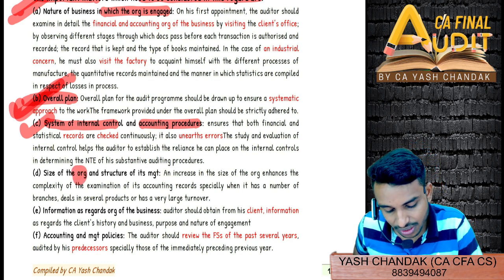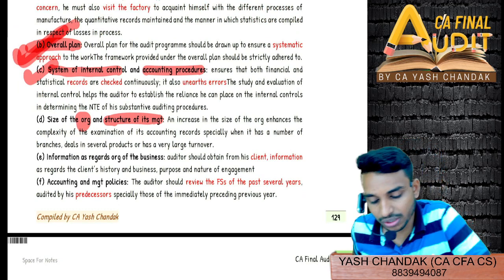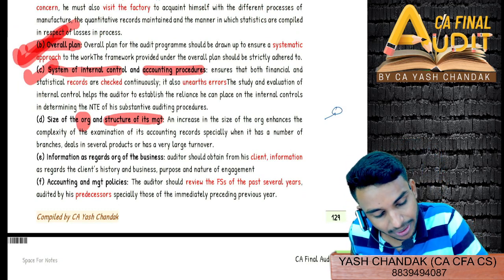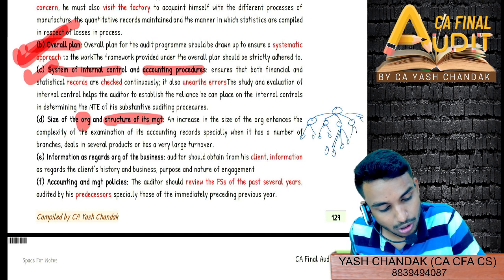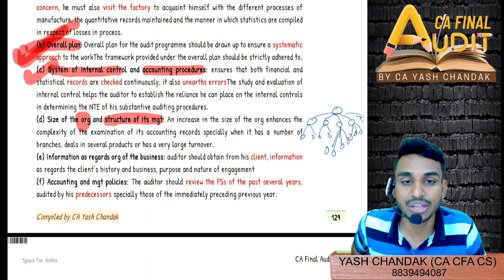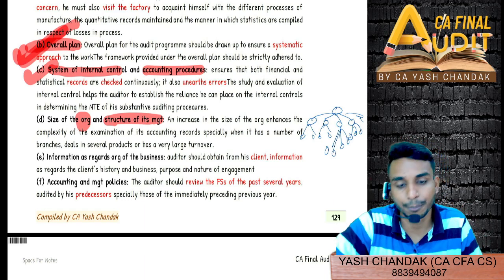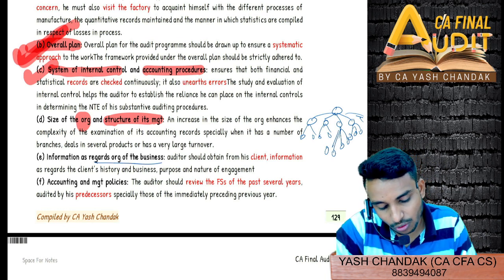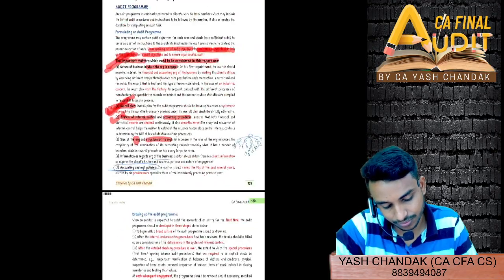Then size of the organization and structure of its management. How big is the entity? What is the structure, hierarchy structure? Who is the manager? All these points you will have to see to draw up the audit program. Information as regards the organization of the business, and then lastly accounting policies.